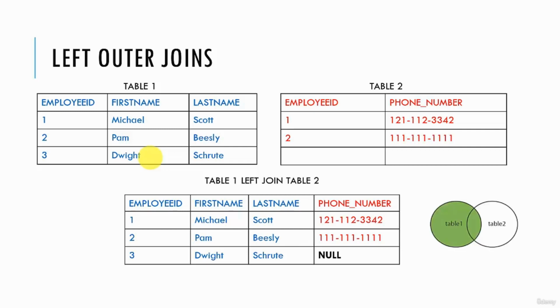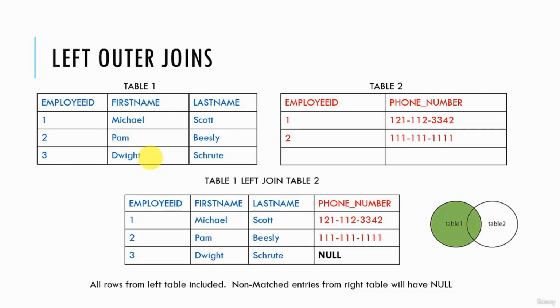If we have to imagine this a little bit visually, you say take everything from table 1 and all things that are common, right? And then whatever didn't match, replace it with a null. All rows from left table included, non-matched entries from right table will have null. Okay, so this is the main difference.